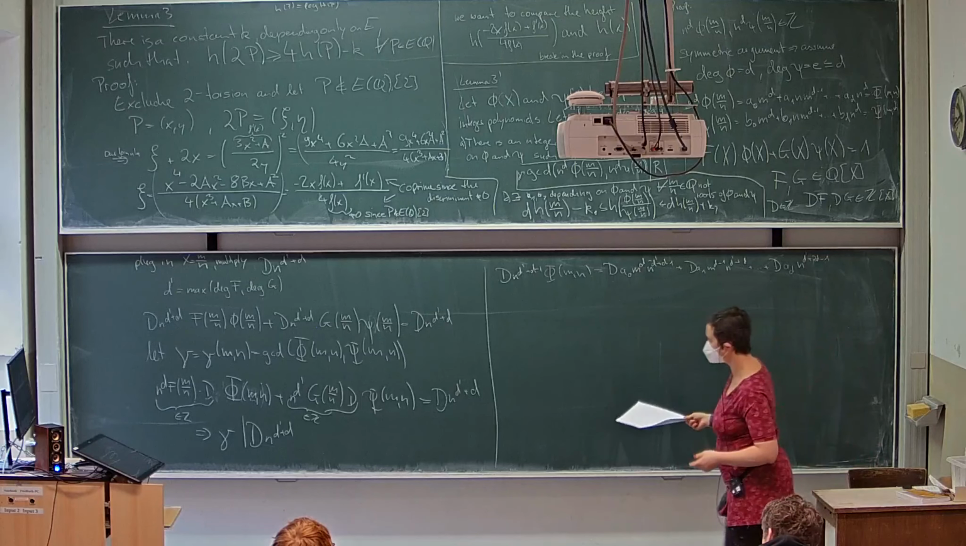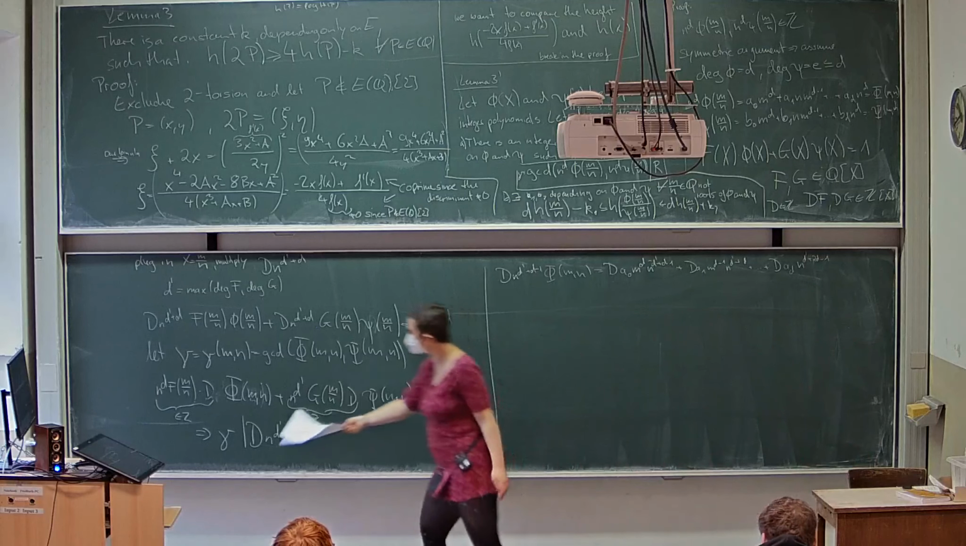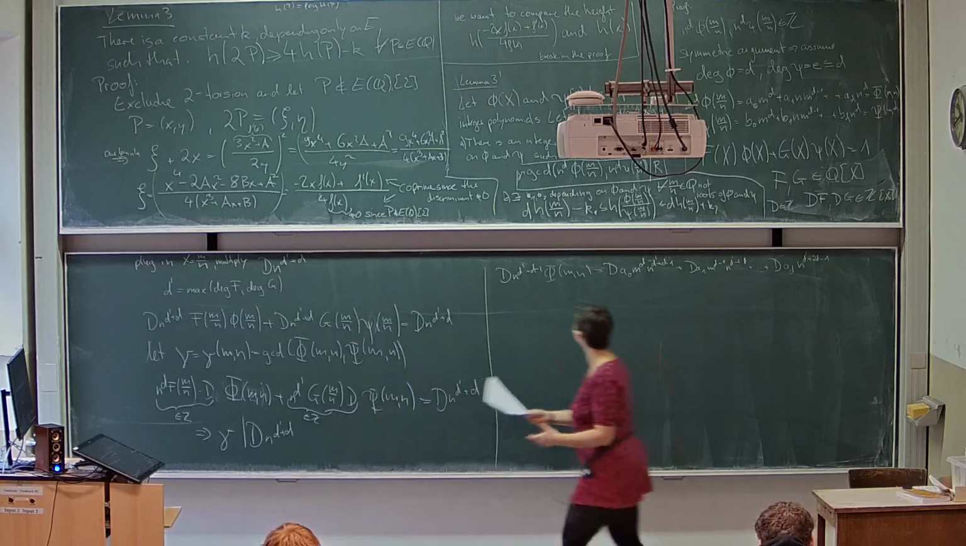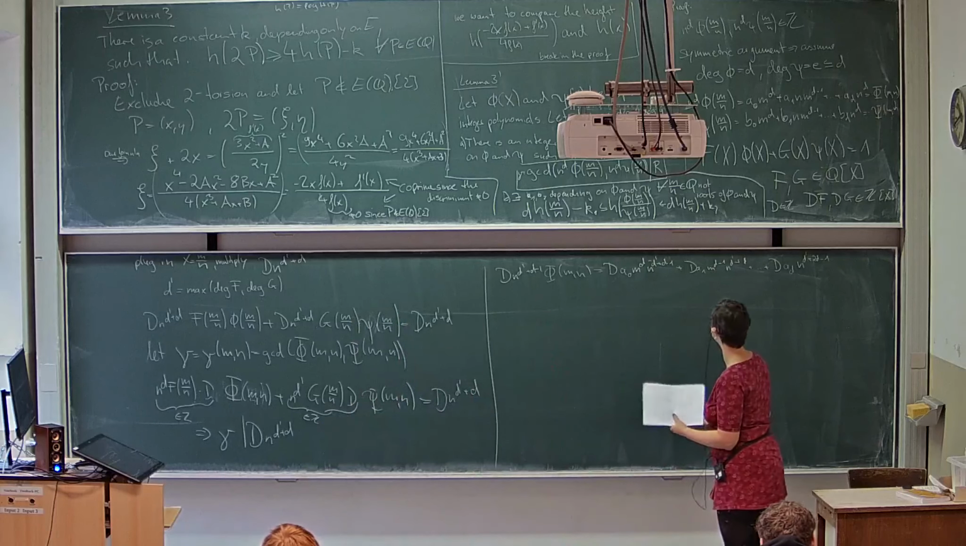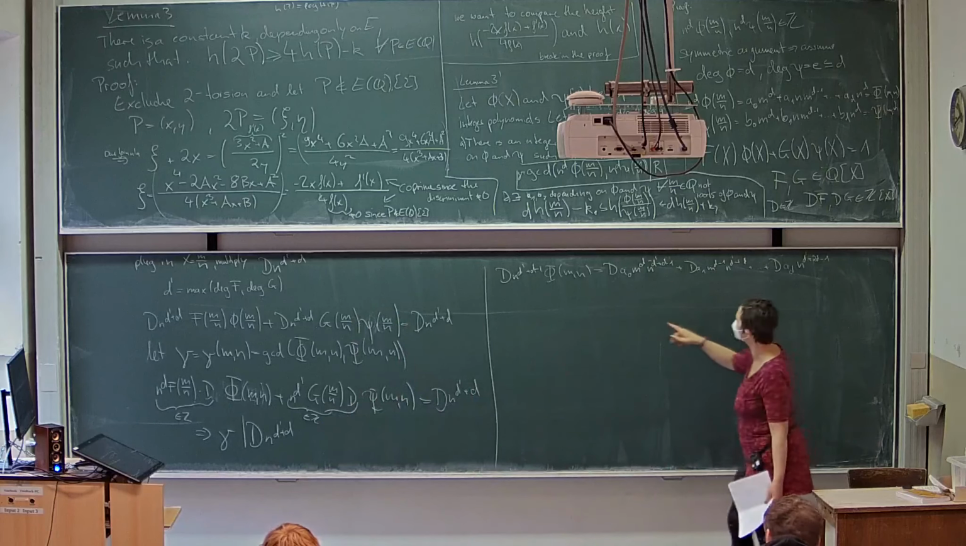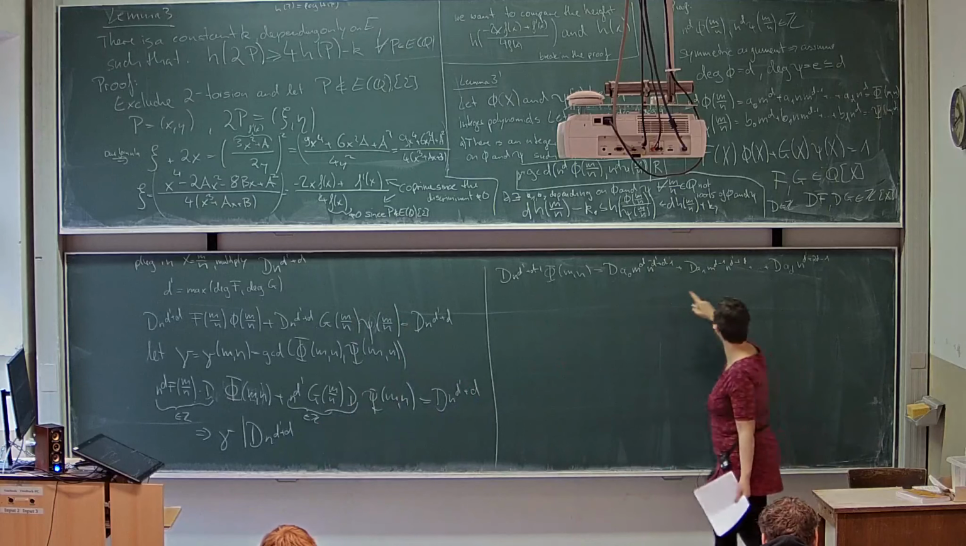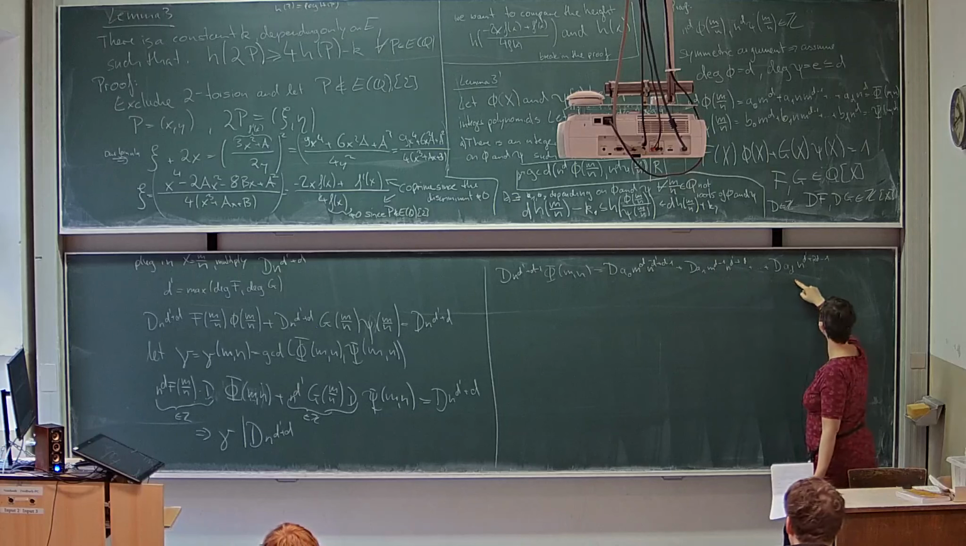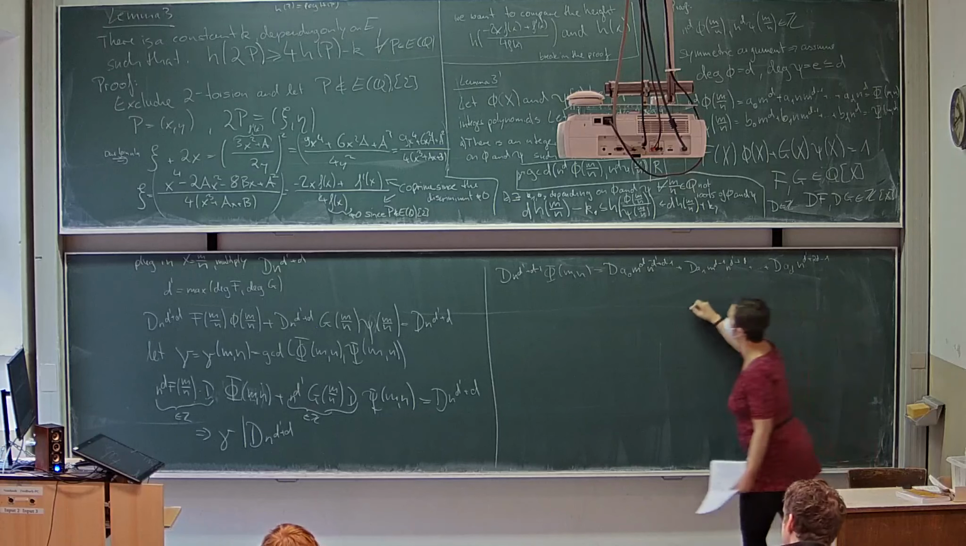Okay, so we have that gamma divides d n to the d prime plus d. And where does that appear here? It doesn't appear here, but it appears here and in every term until here.